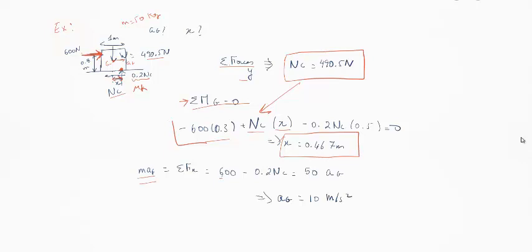And the last thing, we do the sum of the forces in the x direction, which is m ag. So we have 600 minus 0.2 NC equals m ag. We already have NC, and we have the mass 50. The only unknown is ag, and we get ag equals 10 meters per second squared. This basically sums up this chapter. Hopefully this helped. Thank you everyone for listening.